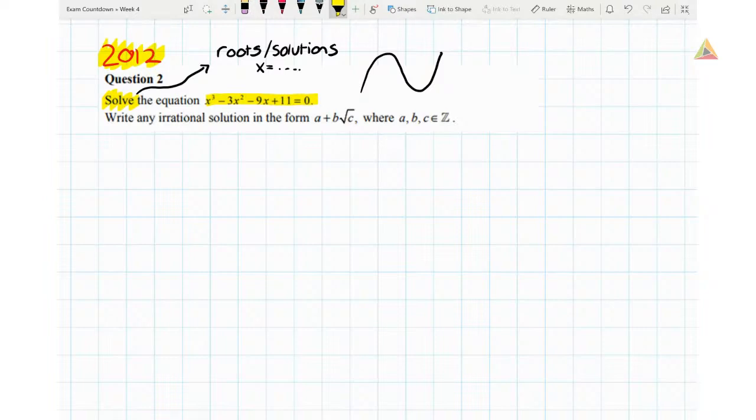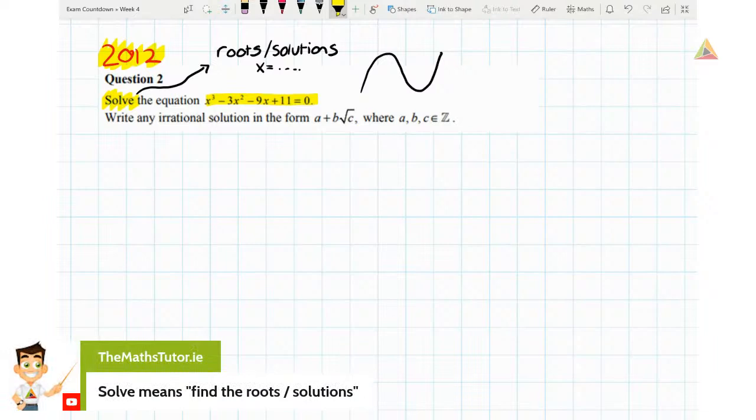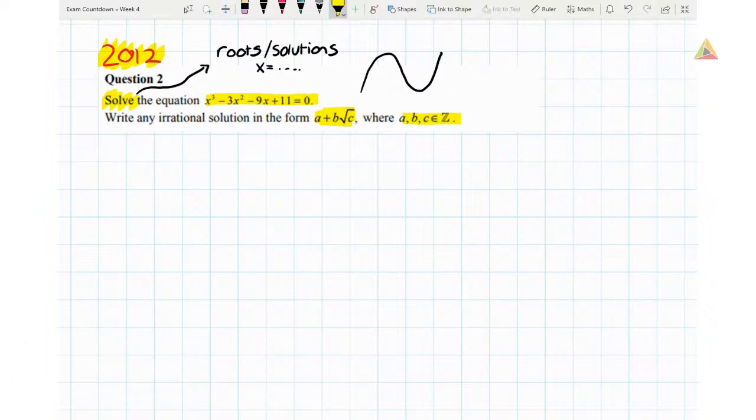This next part is important. Write any irrational solution. So an irrational number, remember, is one that cannot be written as a fraction. Write any irrational solution in this form, where a, b, and c are integers. So they're positive or negative whole numbers. That's a huge big hint. We can see a surd here. That's a huge hint that when we get to it, we have to use the minus b formula. If it's a surd or a decimal, that's our hint to use the minus b formula.